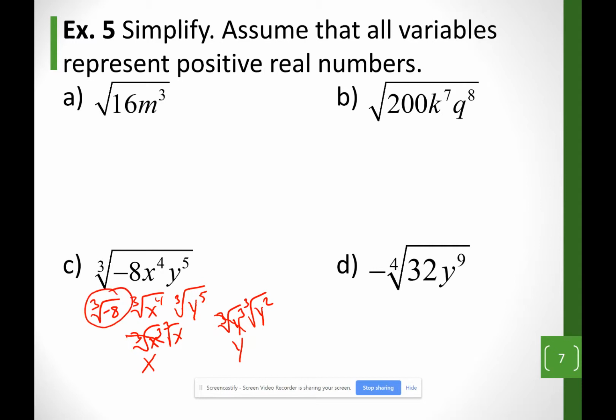So now on my whole numbers, because I know the cube root of -8 is -2, I have -2xy. Now for my cube roots, inside the radical, I'm going to have an x and a y squared.